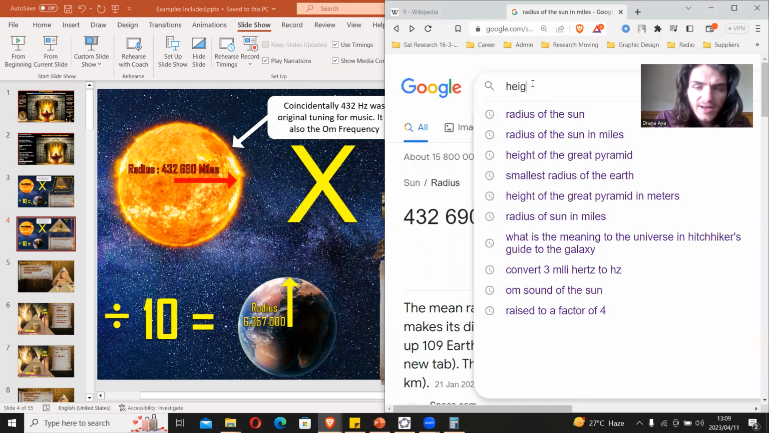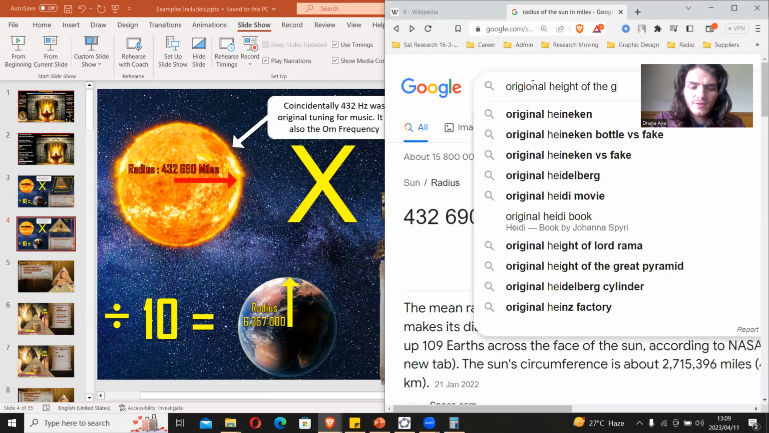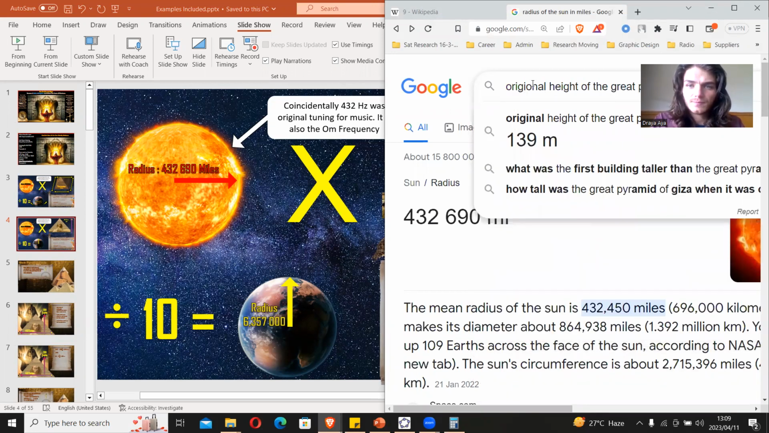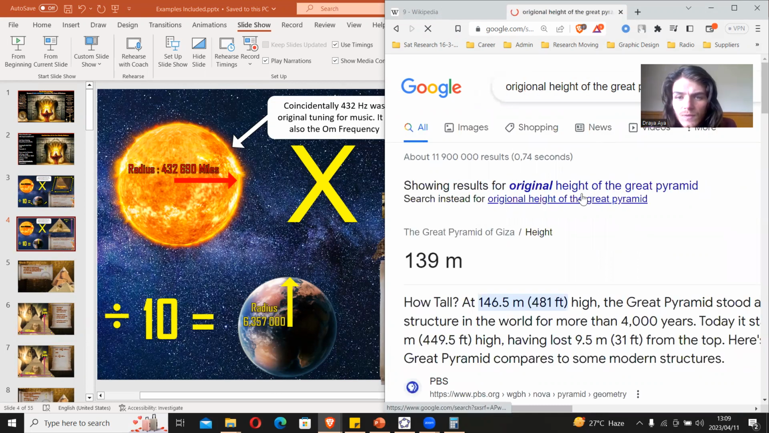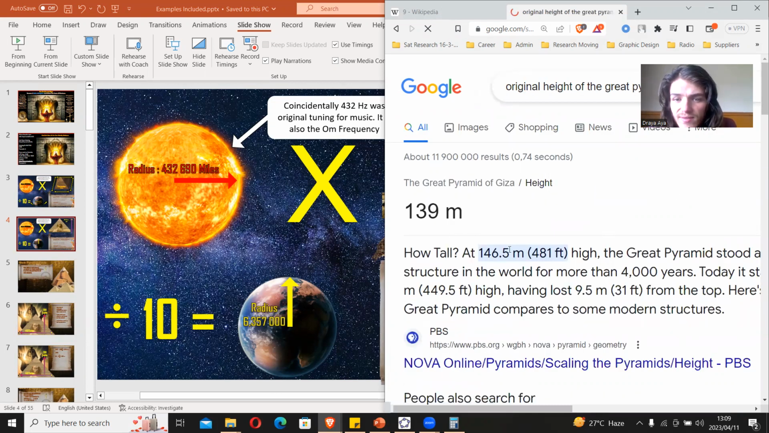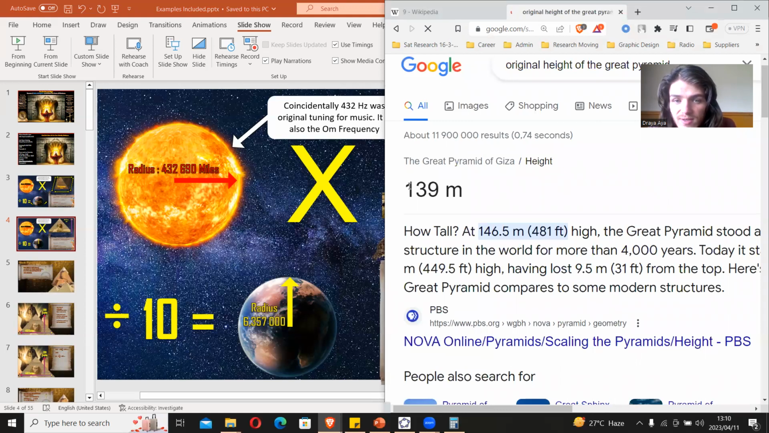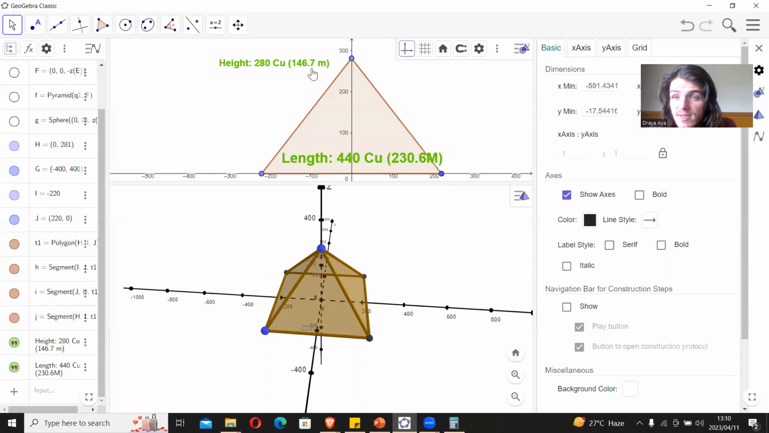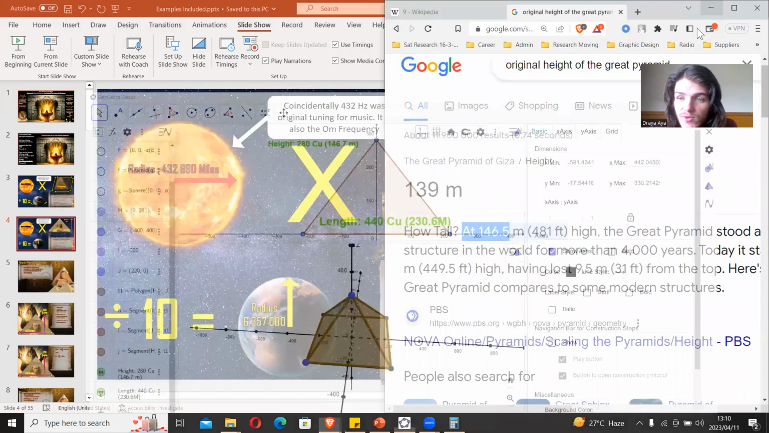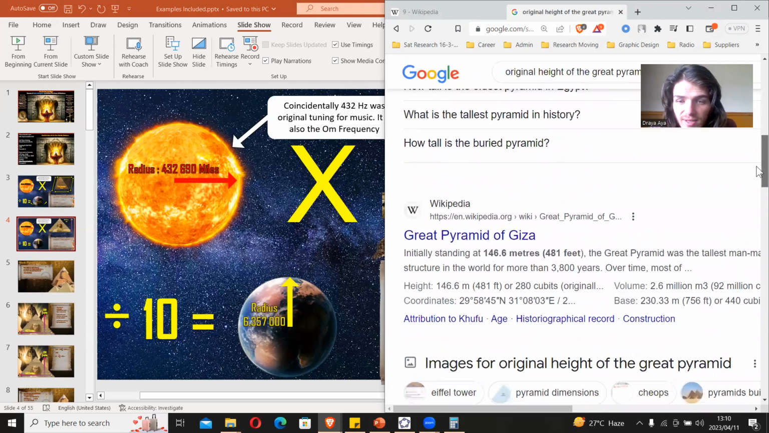So let's go over here and type, original height of the Great Pyramid. All right, put that in. Nope, this is giving the height today. But okay, there we go, this is better. So this 139 meters, that's wrong, but you go how tall? It says here 146.5, and mine is 146.7. So that's 0.2 different to what I've put into the calculations.